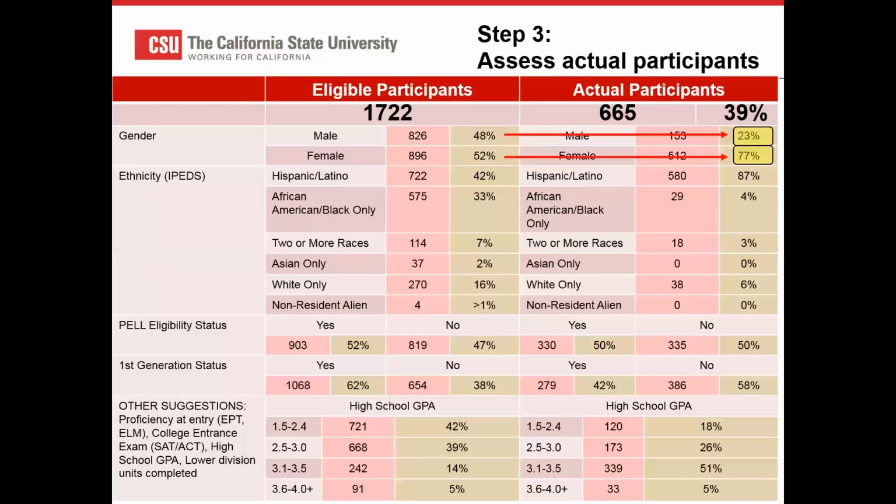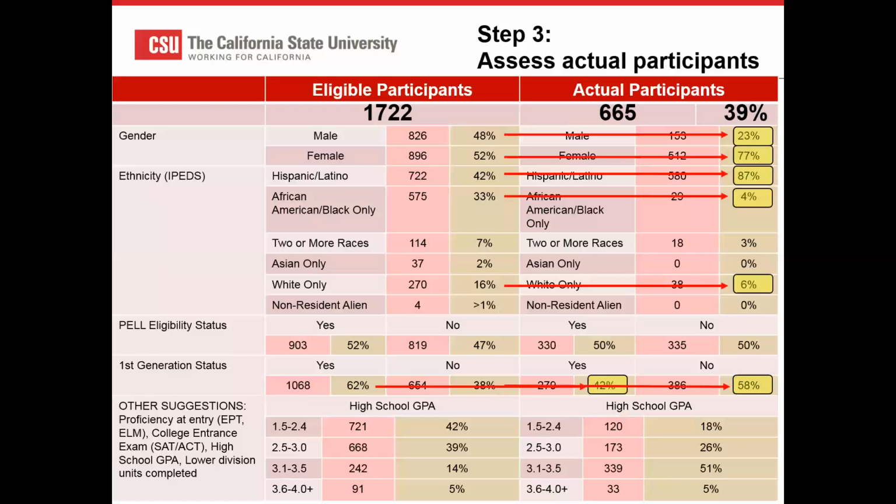So for example, gender, you see is a bit disproportionate. This particular program, actual participants were actually a high percentage of females. You also see a disproportionate amount in some of the areas of ethnicity and first generation status.